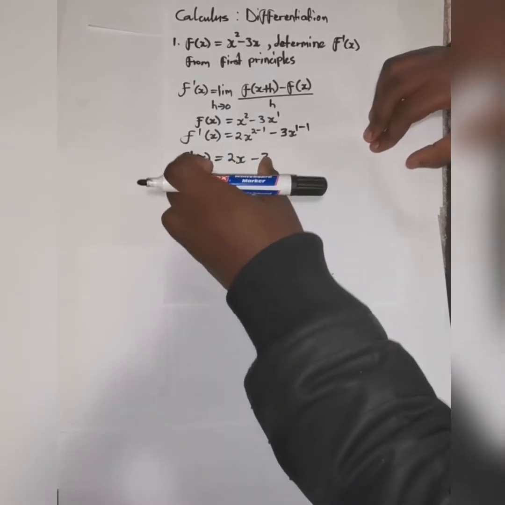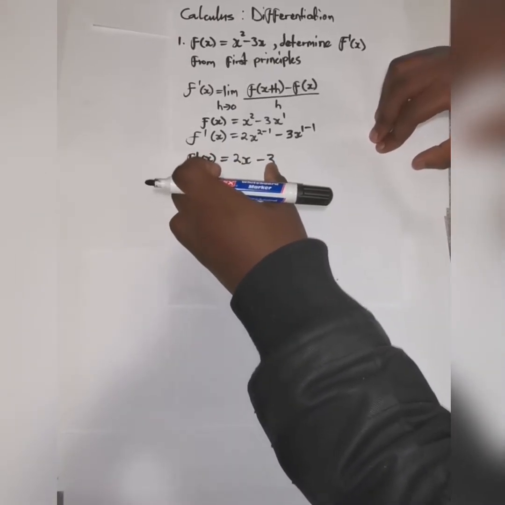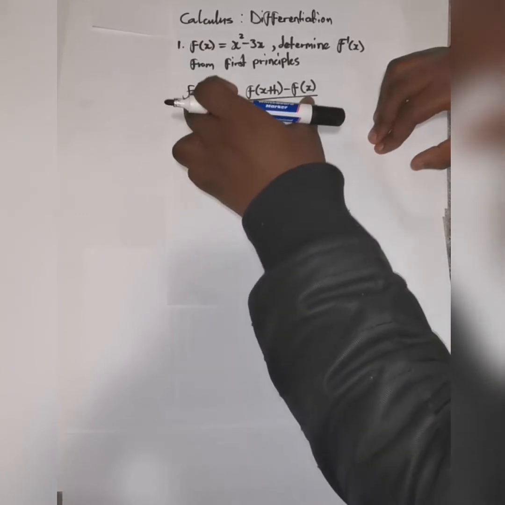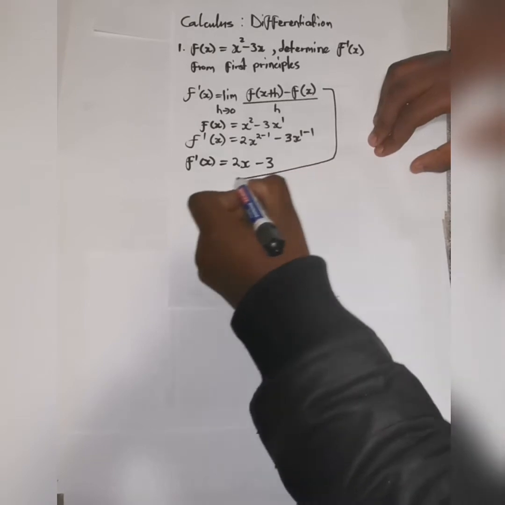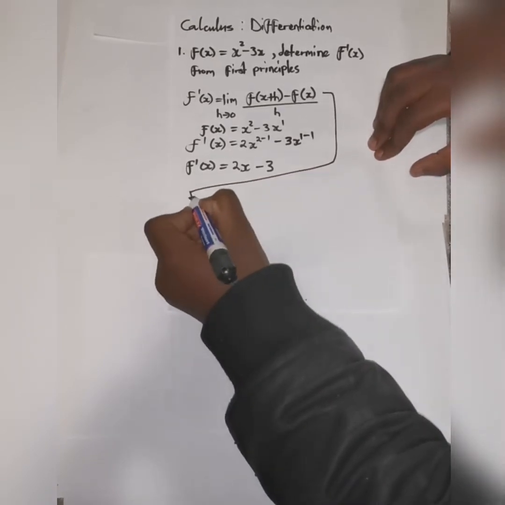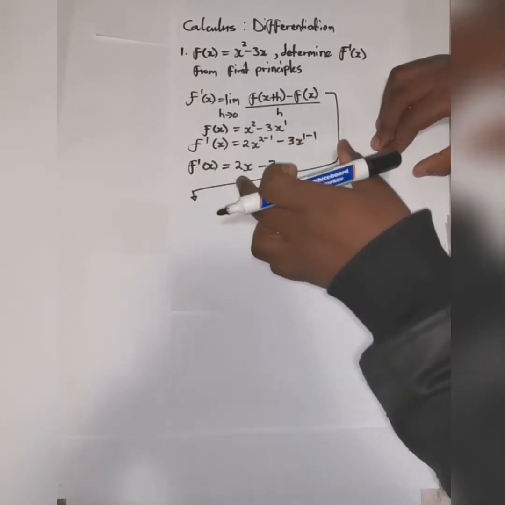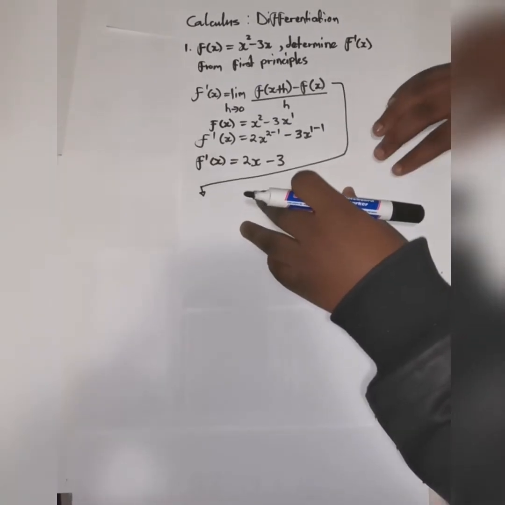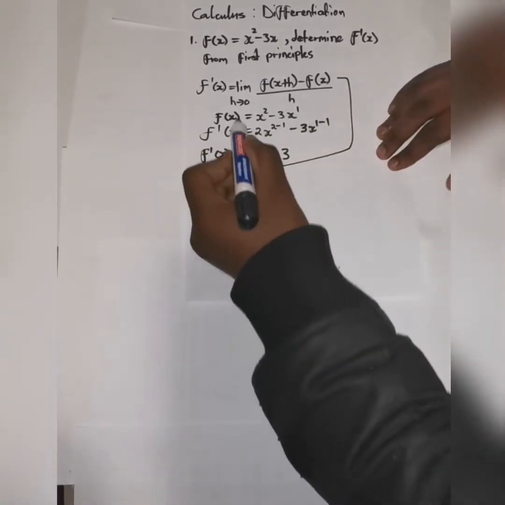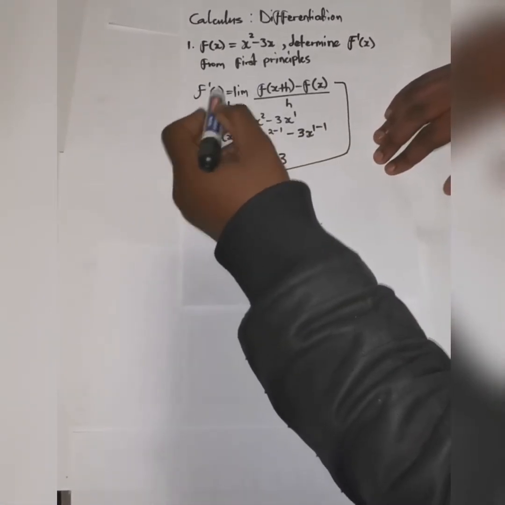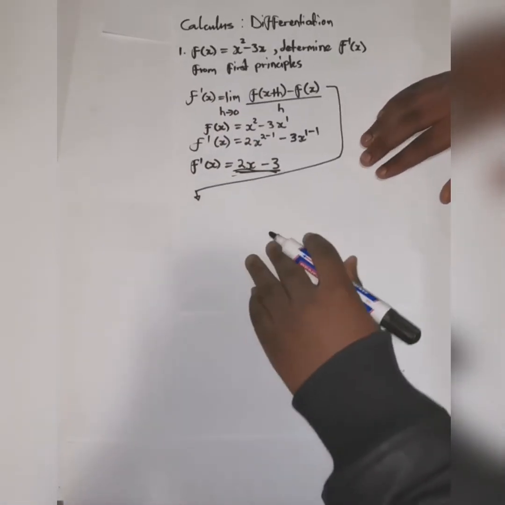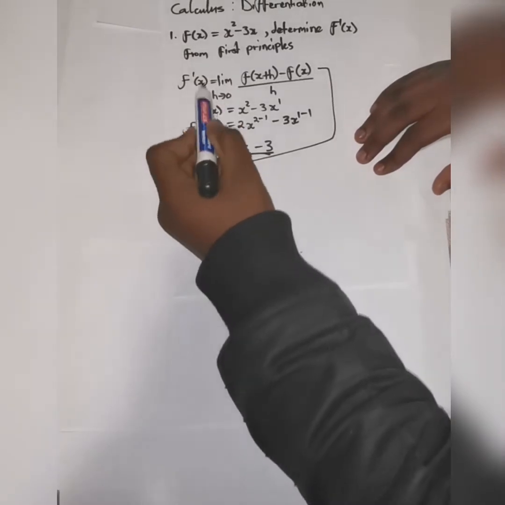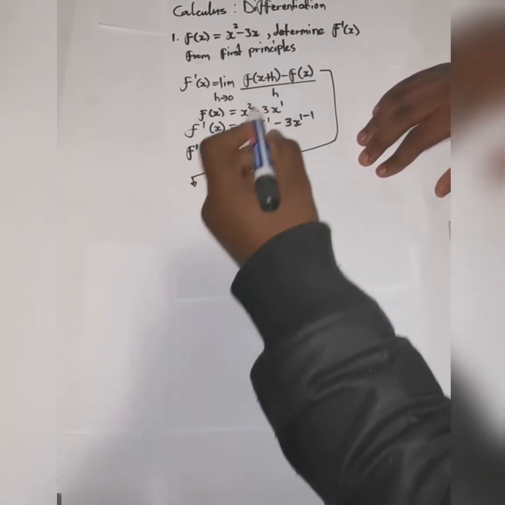So this is what we expect to get when we carry out the differentiation from first principles. This is just a quick way of trying to confirm your work. You need to know that by the end of your calculation, this is what we need to get using first principles. So now let's get back to the first principles.